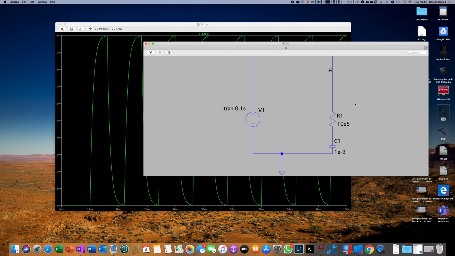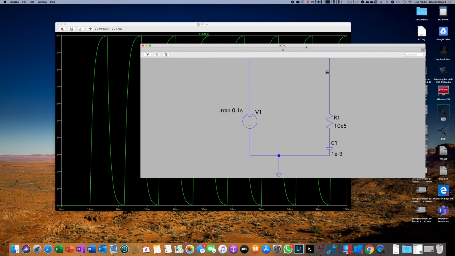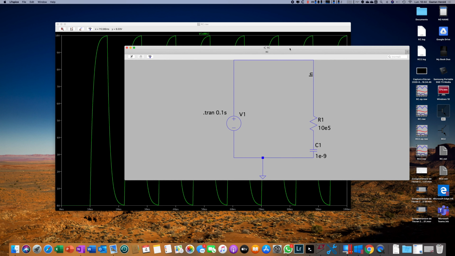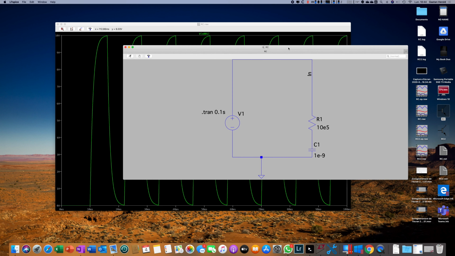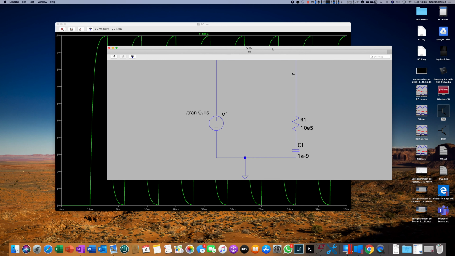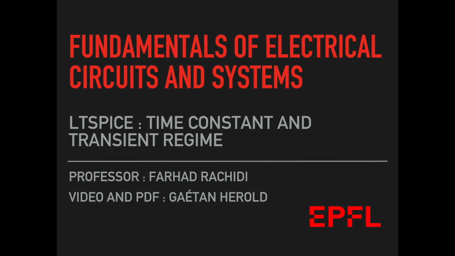Don't forget these two absolute rules: no voltage jump in a capacitor and no current jump in an inductor, which you can see very well when analyzing circuits with LTSpice. Perhaps there will also be an exercise with LTSpice on this subject. So have fun with LTSpice.